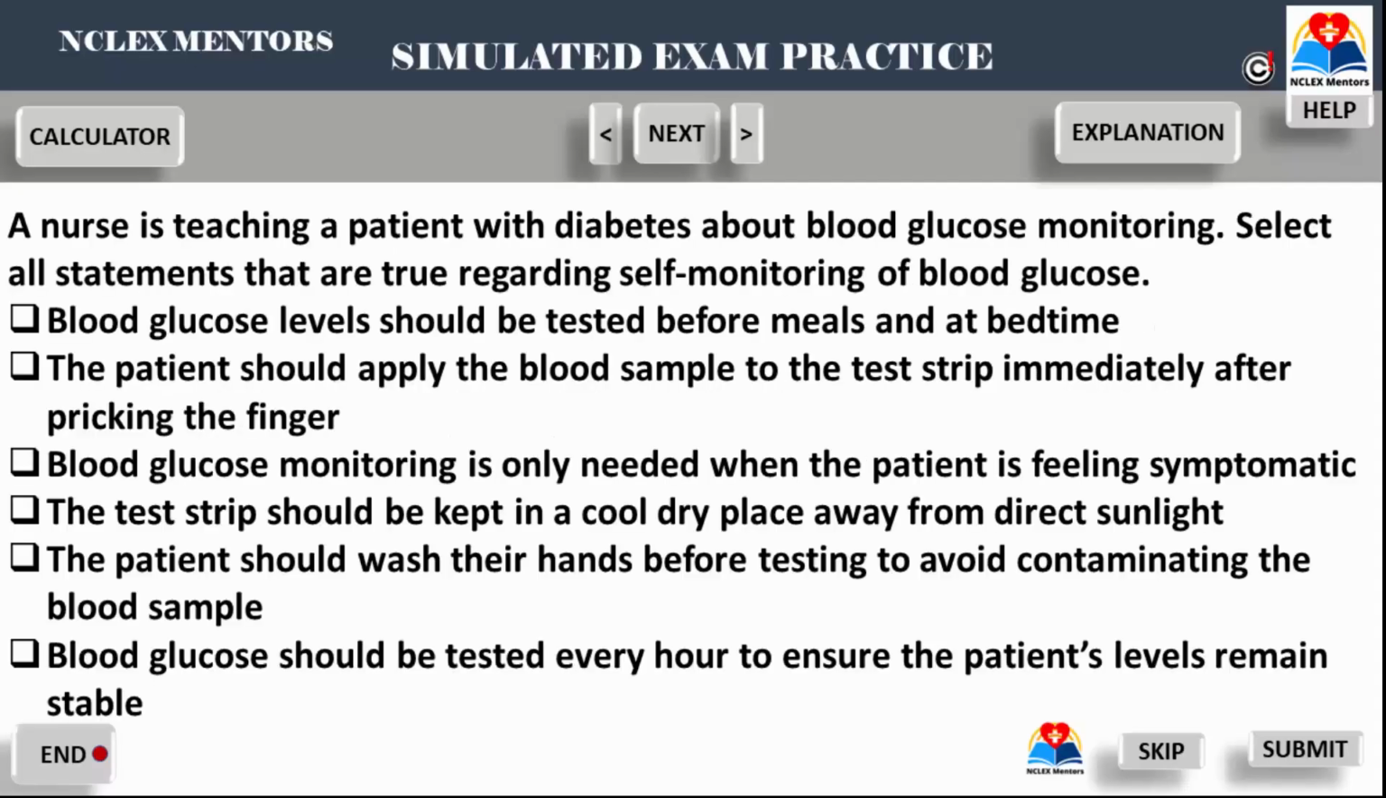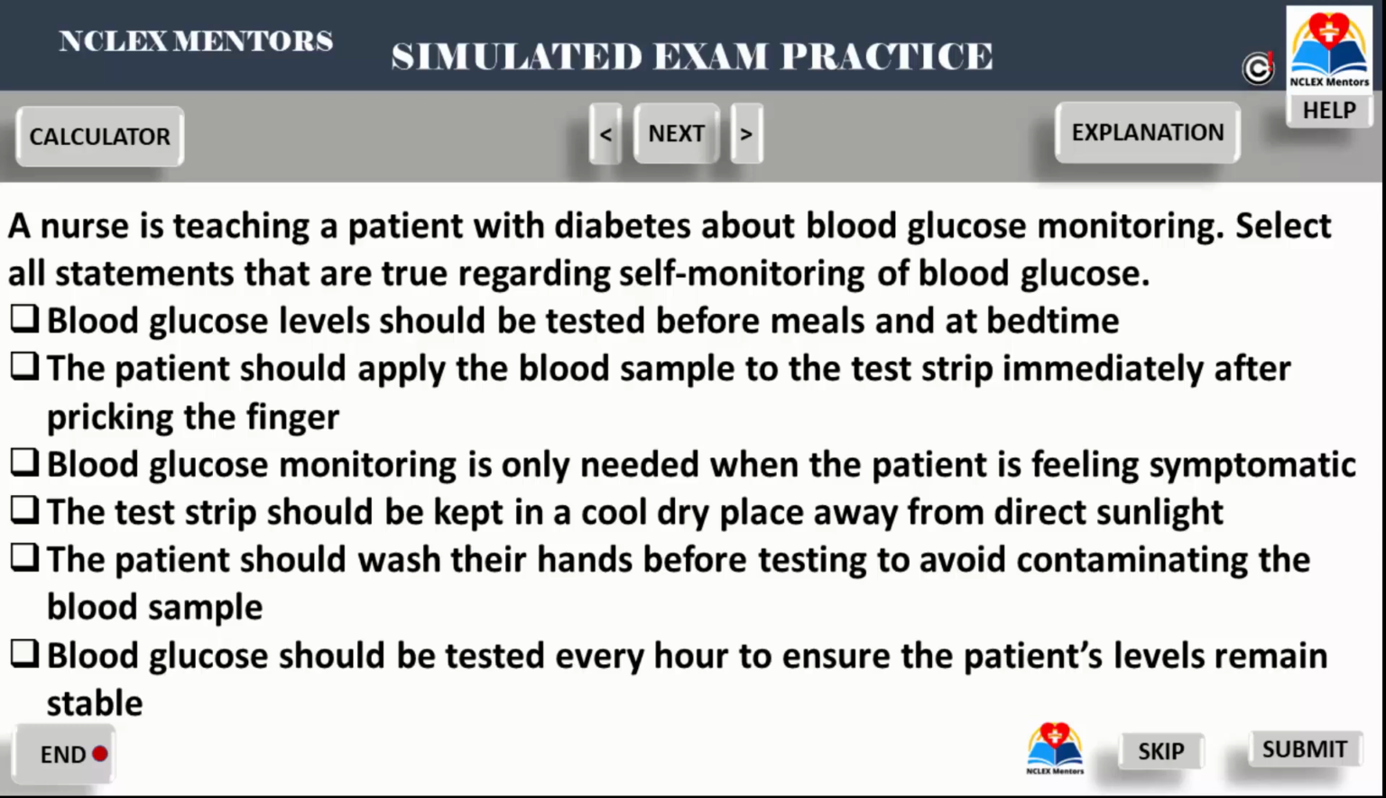A nurse is teaching a patient with diabetes about blood glucose monitoring. Now, let's go step by step. Select all statements that are true regarding self-monitoring of blood glucose. Options. 1. Blood glucose levels should be tested before meals and at bedtime. 2. The patient should apply the blood sample to the test strip immediately after pricking the finger.